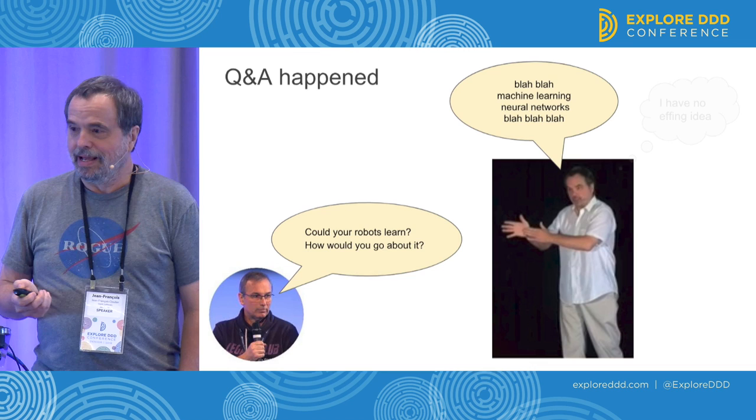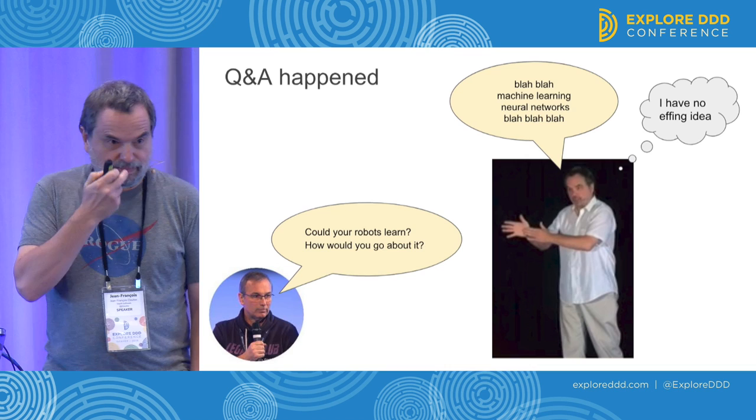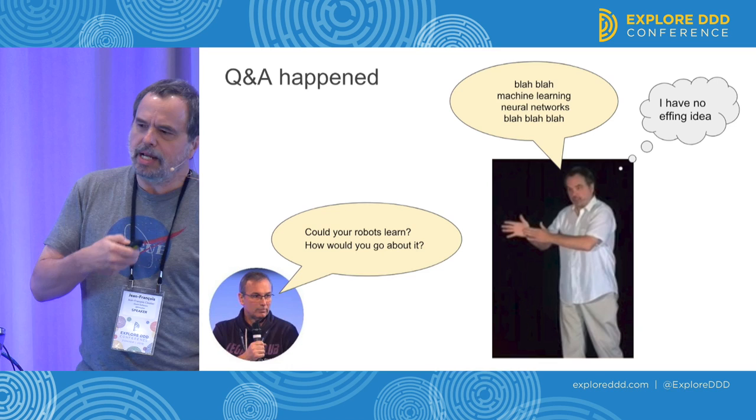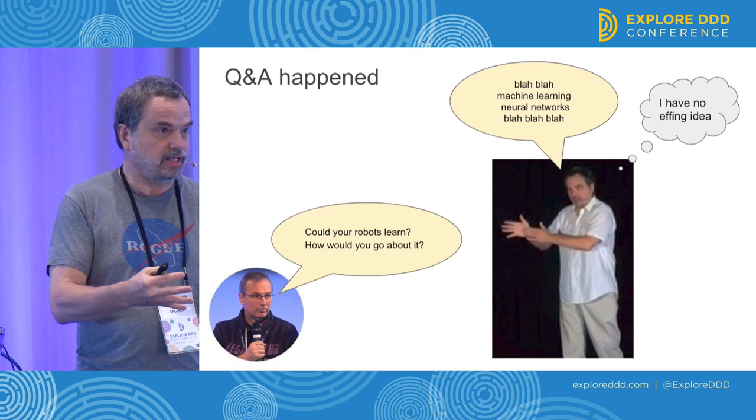I didn't feel really good about that. I was pretty obsessed about, well, maybe I should have had a good idea. Why don't I have a good idea of how to introduce learning into my cognitive model, since learning is such an important integral part of cognition? So what was wrong with my model?